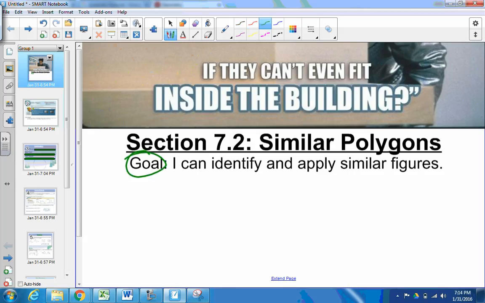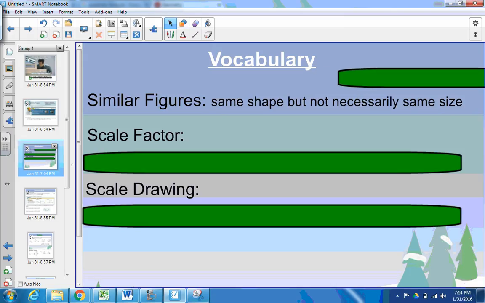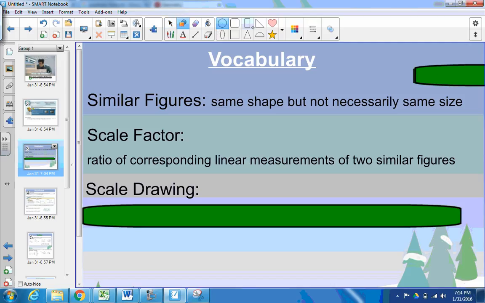All right, a couple vocab terms to get us started here. Similar figures, what are they? Well, they're figures that have the same shape, but not necessarily the same size. If we're talking about congruent figures, congruent figures have the same shape and the same size. All right, scale factor. Actually, let's just draw a quick picture of similar figures. That and that. It might not be perfect, but you can tell they look similar. Same shape, not the same size.